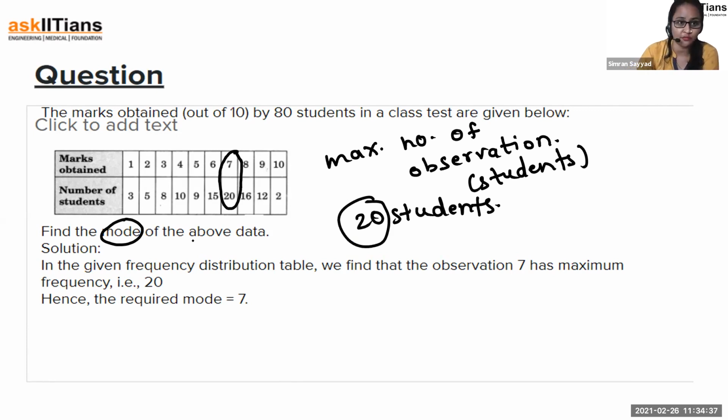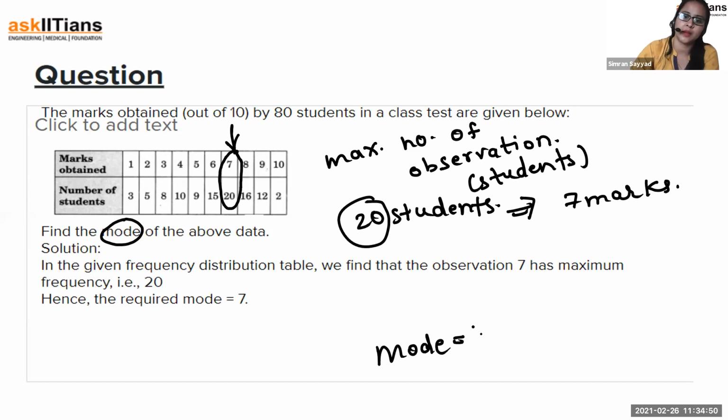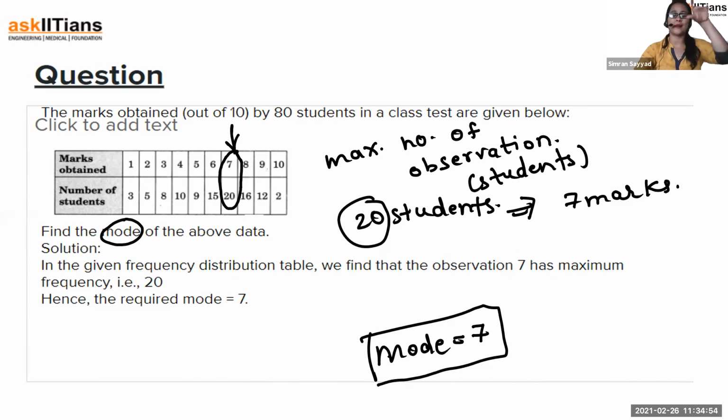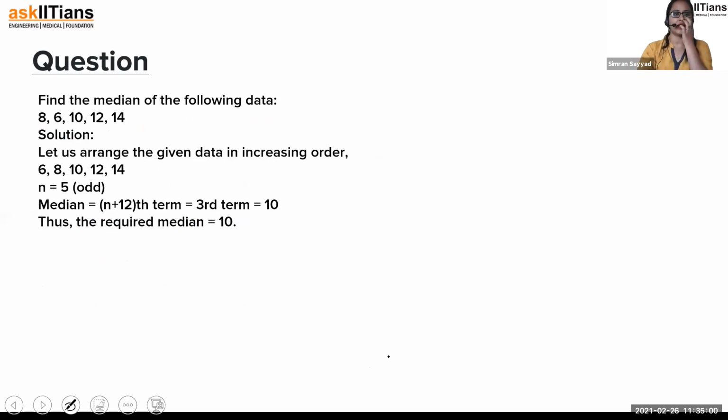So this is the number of observations, and उसके ऊपर वाला जो part होगा, like how many marks they have secured? They have secured 7 marks. So that is what your data is. So your mode will be nothing but 7. 20 नहीं होगा, because 20 was your observation. Yes? Perfect. Okay, now let's do the median.